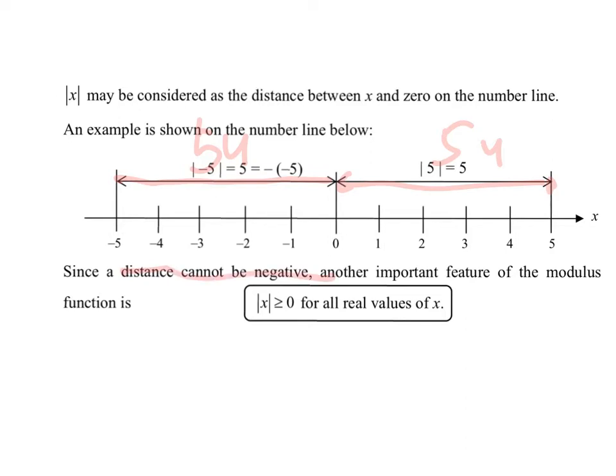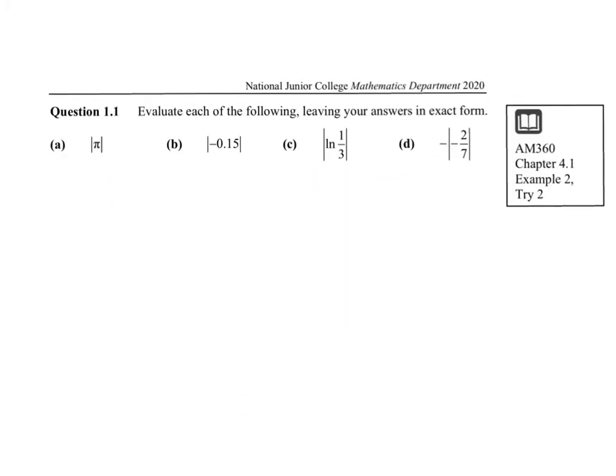Another important feature you must know is that modulus x will always be greater than or equal to 0. It's very, very important. Just think of modulus as a very positive function. They are always greater than or equal to 0. The smallest value of mod x is 0. With this idea in mind, give questions 1.1, 1.2, and 1.3 a try. You can pause the video now and try them.